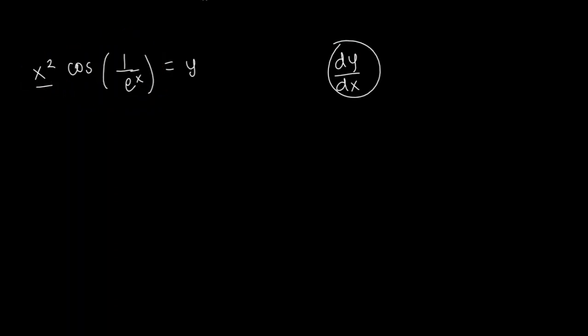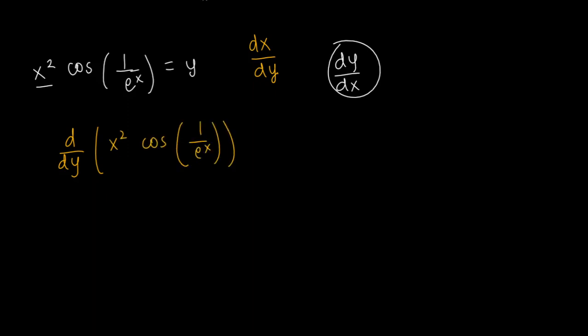And I would say, okay, I want to figure that out because I want to know what changes happen in x if I tweak y. And that would be interesting. So instead of differentiating with respect to x, we now are differentiating with respect to y. So d over dy of x squared times cos of 1 over e to the power of x times cos of 1 over e to the power of x is equal to d over dy of y.